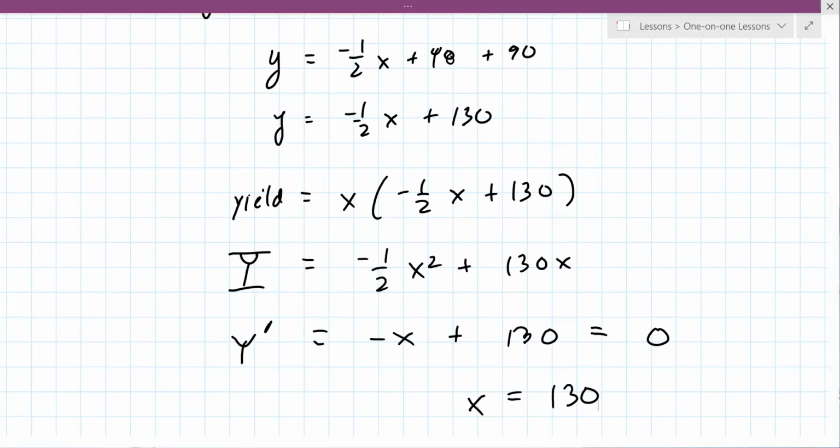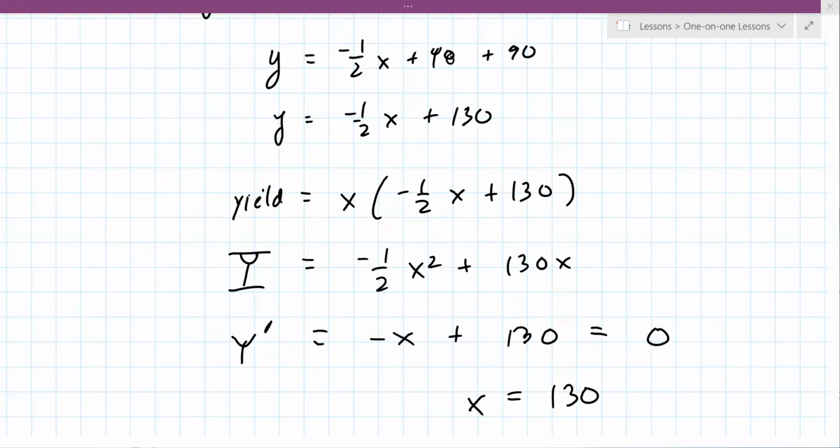And because it's the only critical point, we know that that's the correct one. If there were more than one, we'd have to do some thinking, or we'd have to make some other concessions potentially for that. Hopefully that's clear.